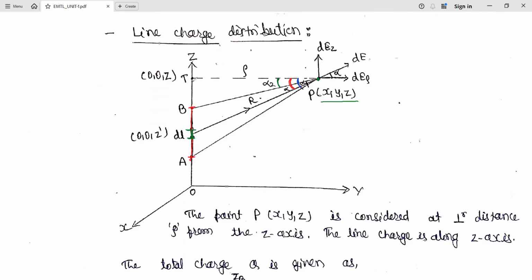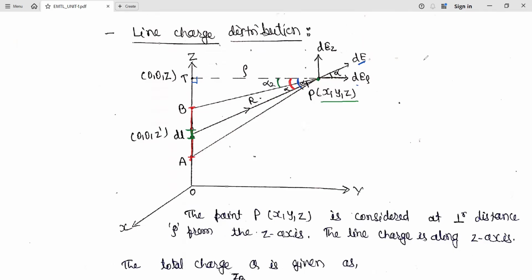So this angle is formed where this P is projected on the Z axis. So that is the distance from the Z axis. So that distance is rho. And here, due to DL, this is the differential electric field intensity, and this is resolved into the rho component and Z component. So this is the D rho and D Z.